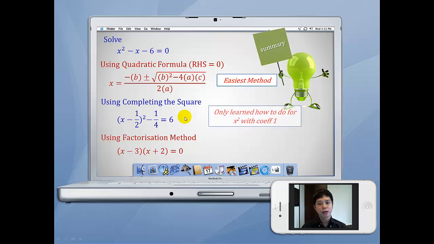For completing the square, you only learn how to solve it for x squared with coefficient 1, which means that you can only use it whereby the number in front of x squared is 1. If it is not 1, we have to divide all the terms by that number first. Hence, I will not recommend this method unless you are told to do so. Finally, the factorization method does not work unless the answers are integers. Most of the time it does not work at all. And I will once again strongly advise you to use the quadratic formula in solving quadratic equations. Well, that's all for this part of the lesson.